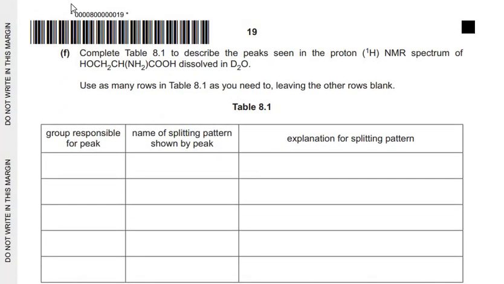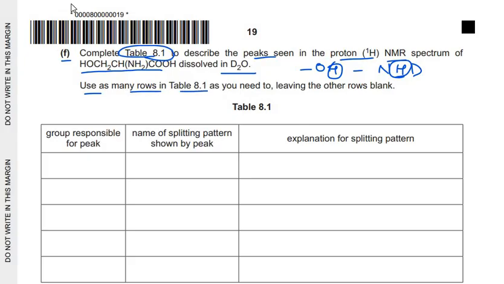Now here is question F. Complete table 8.1 to describe the peaks seen in the proton NMR spectrum of this compound dissolved in D2O, that is heavy water. Now we need to understand that with heavy water, the OH and the NH protons both get replaced by D and won't show any peak in the proton NMR spectrum. So now use as many rows in table 8.1 as you need, leaving the other rows blank.